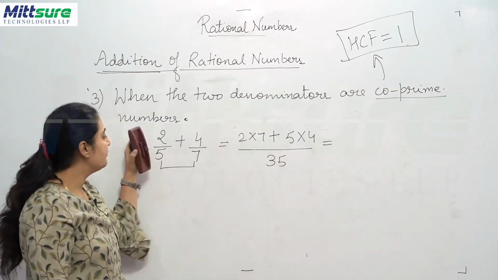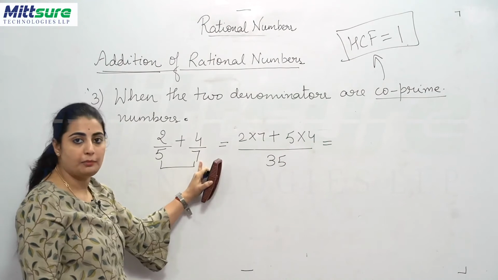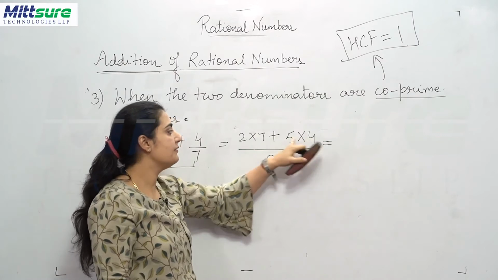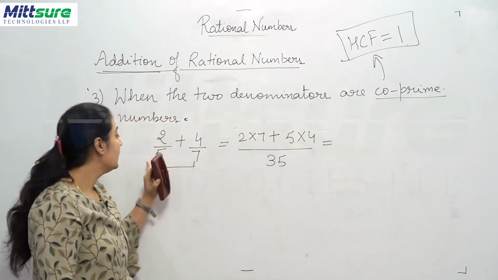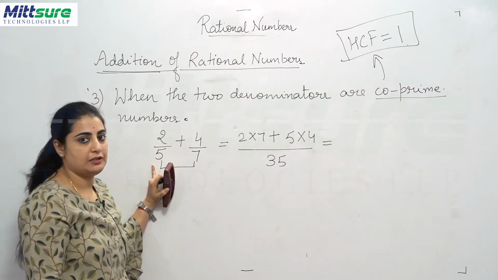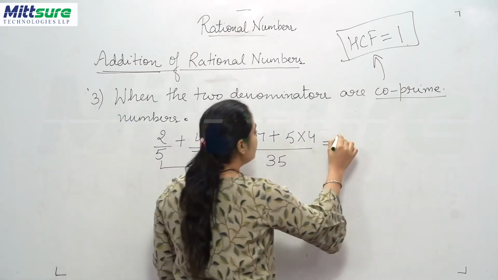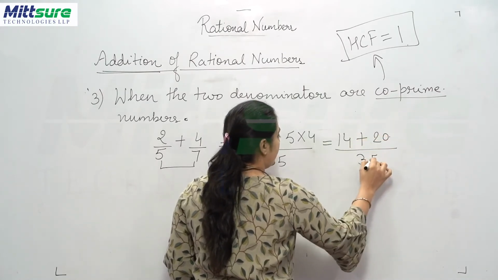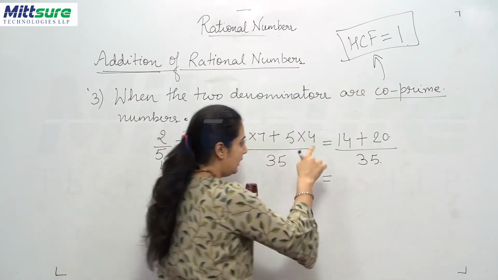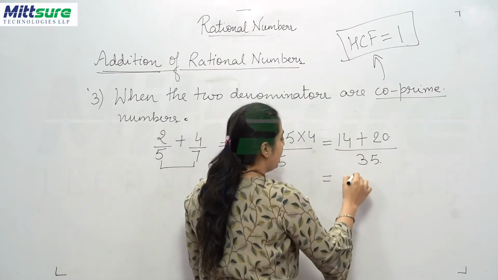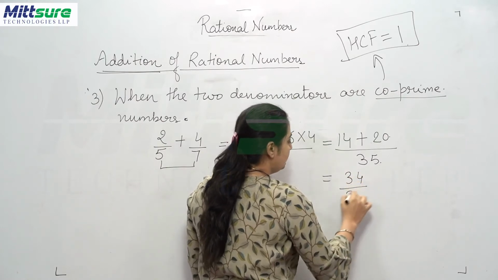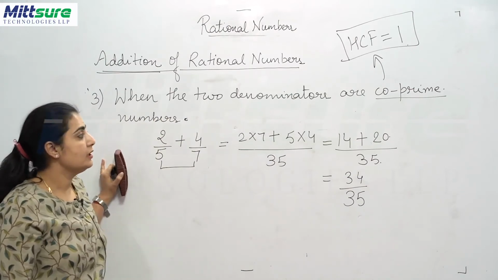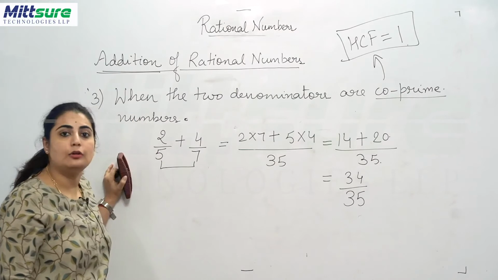The numerator of the first rational number is multiplied with the denominator of the other, and the second rational number's numerator is multiplied with the denominator of the first rational number. Clear? Now 2 sevens are 14 plus 5 fours are 20 upon 35. So the result is 14 plus 20, 34 upon 35. This is how we do the addition of rational numbers where the two denominators are co-prime numbers.